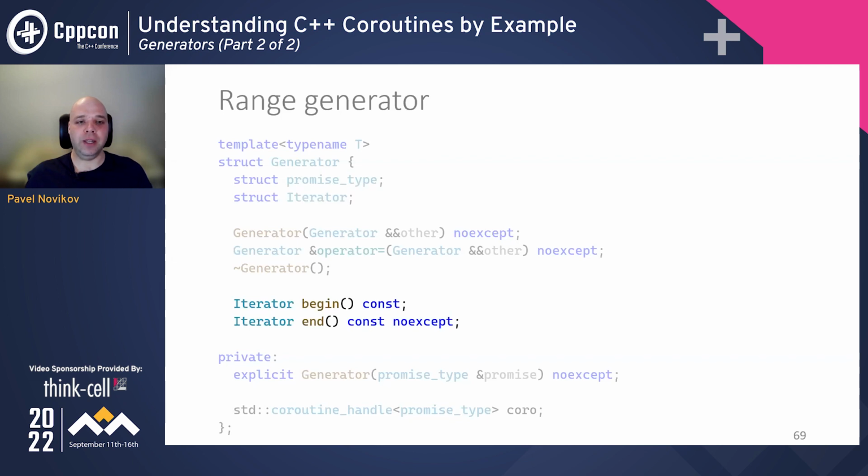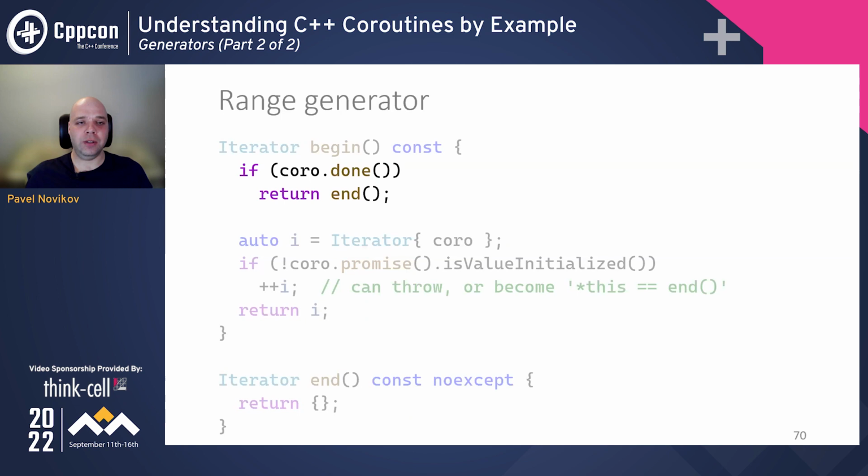Next, we need to define begin and end operations. And the begin function is not noexcept, so begin can throw exceptions. First of all, we check if the coroutine is done. If the coroutine is indeed done, we return just an iterator, indicating that when you compare begin to end, the generator has no more values. The next is constructing an instance of iterator, providing a coroutine handle that is connected to this generator.